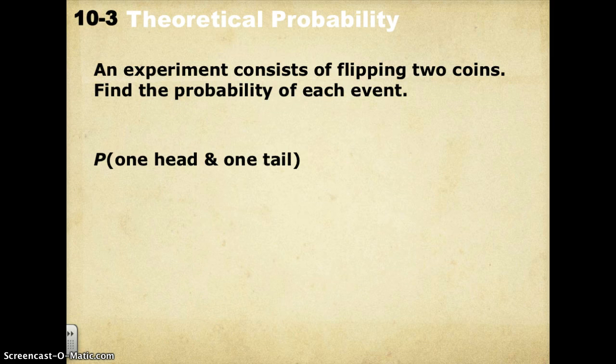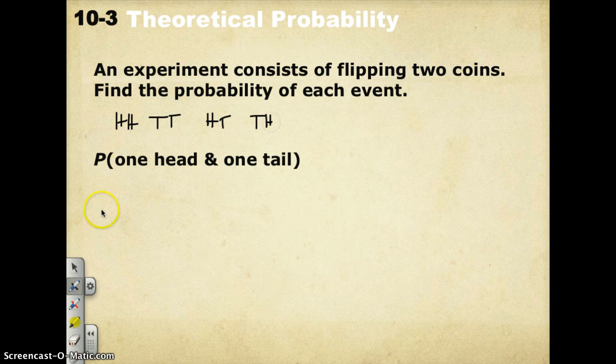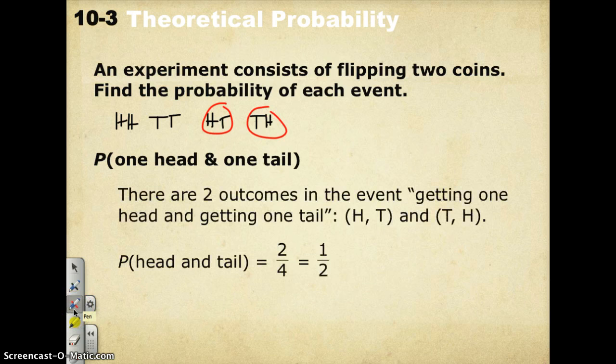Let's use some coins to figure out probabilities. An experiment consists of flipping 2 coins. Find the probability of each event. We're looking for the probability of 1 head and 1 tail. So we need to think about the possible outcomes. We could get heads and heads, tails and tails, heads and tails, or tails and heads. So for 1 head and 1 tail, we have 2 options. So 2 out of 4 is 1/2, 0.5, 50%.